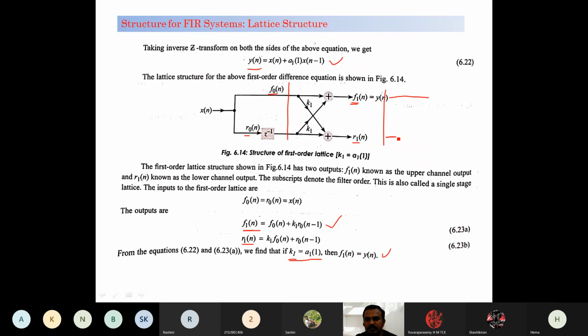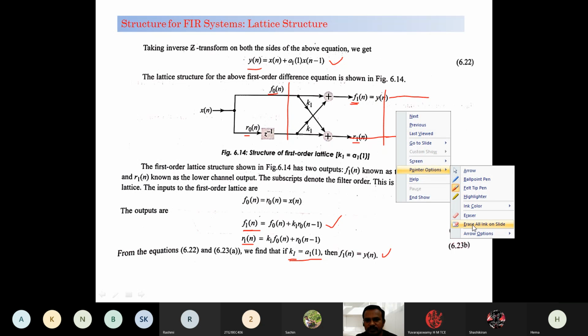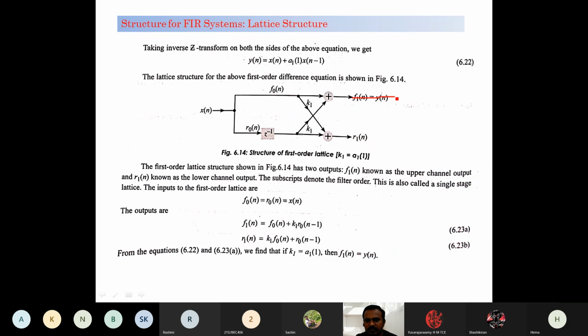So what will be the next stage here? This is going to be continued here. If I remove these pointers, what about the next structure we need to draw here? Here f1 of n and r1 of n are going to act as input to the next stage. So once again, I need to continue here. Then I need to put a summer.